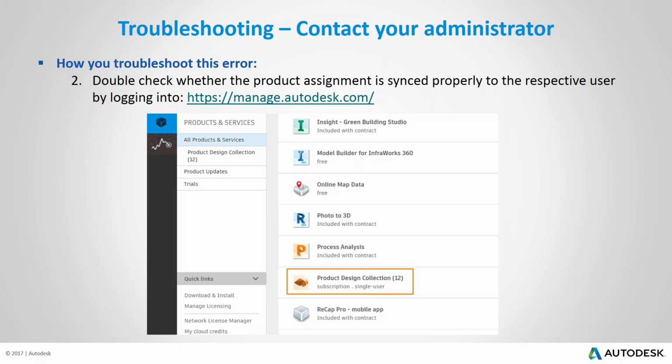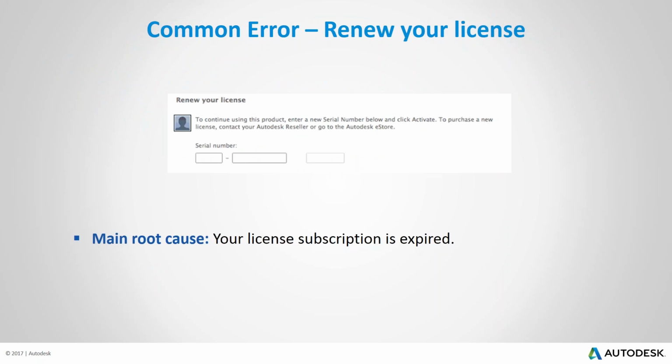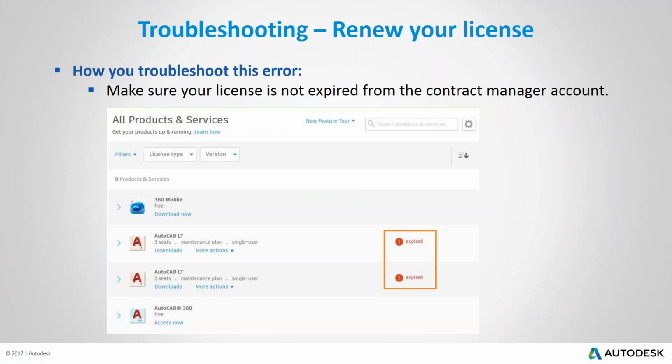Okay, next is renew your license. This is another common issue. The main root cause most likely will be very straightforward: your license subscription is expired. Okay, how do you troubleshoot this error normally? First thing is to log into your account again, same thing, manage.autodesk.com. Make sure your license is not expired in the contract manager's account. It should be very easy to spot if you have an account that is expired. It will be shown in the account itself.